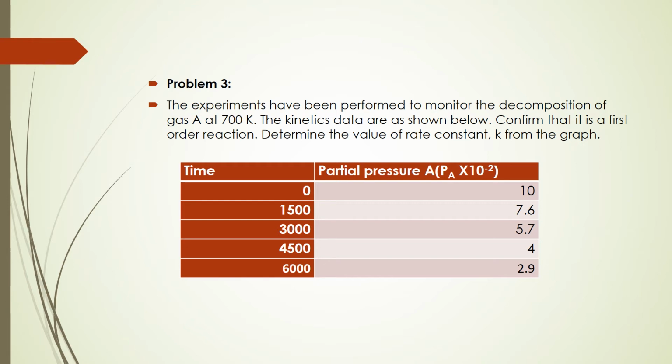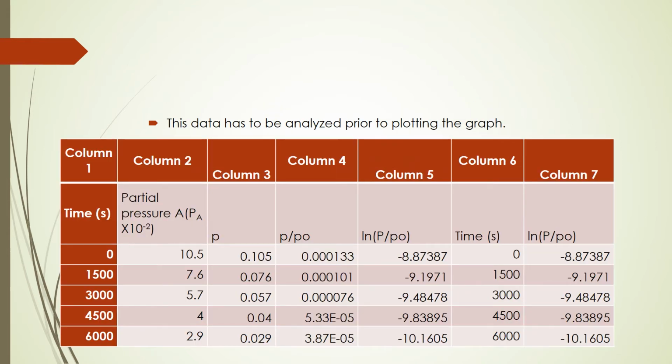In this case, we have partial pressure. So how are we going to deal with it? Let's see how we are going to treat the data. Here, I have already solved this problem, so I've developed a few columns: column 1, 2, 3, 4, 5, 6, and 7. These are all 7 columns upon calculation on the given data.